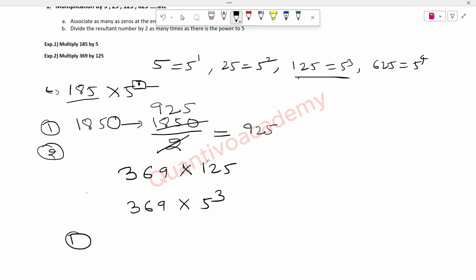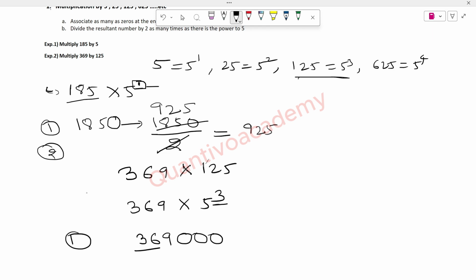Now the given number is 369. How many zeros do we have to put after the given number? What is the power? Here the power of 5 is 3. So we have to put 3 zeros after the given number.